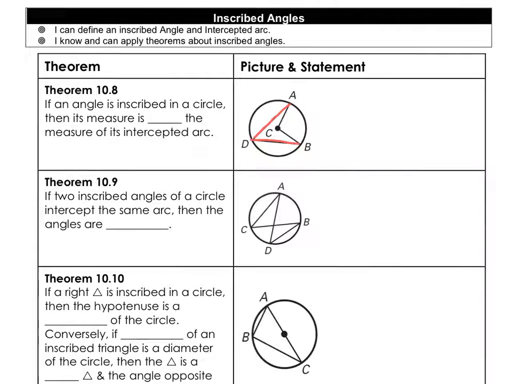So this first one says, if an angle is inscribed in a circle, then its measure is, and so I have the inscribed angle written inside, and it intersects at D. This angle is half the measure of the intercepted arc, and that's going to be from here to here. So we would say that the measurement of angle D is half of arc AB.